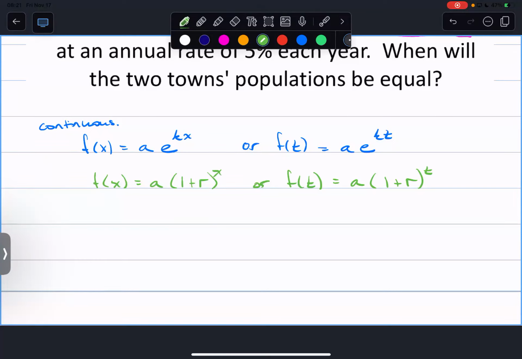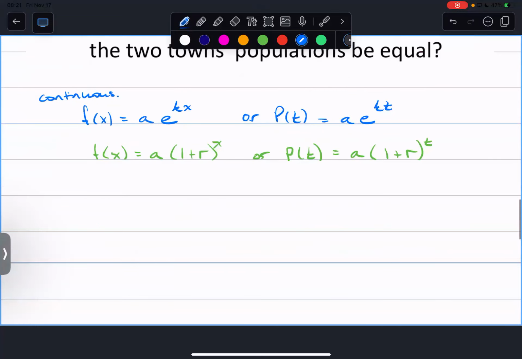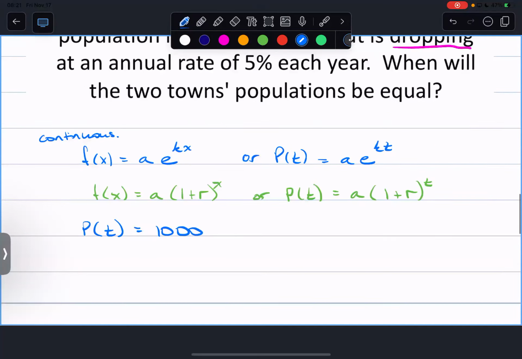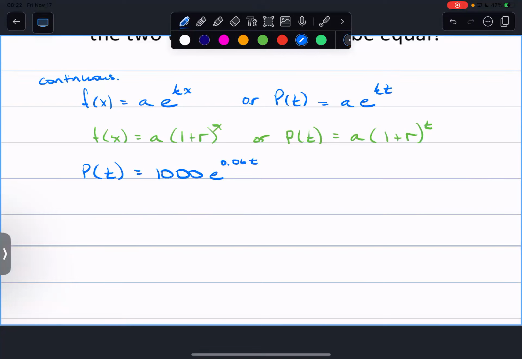So what we want to do is figure out f of t, or we could even use P of t for the population at some time point t. Sure, let's get fancy. P of t, the population at time t. So let's figure out what the blue P of t is. They have a population of 1,000, and it's growing at a rate of 0.06 t.